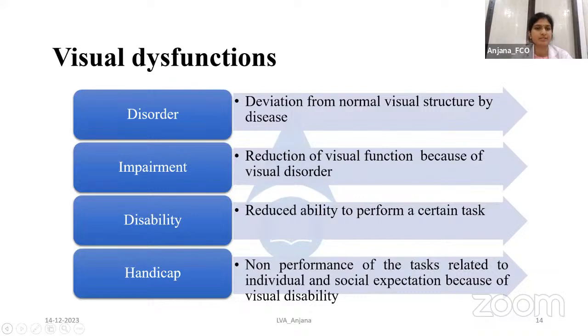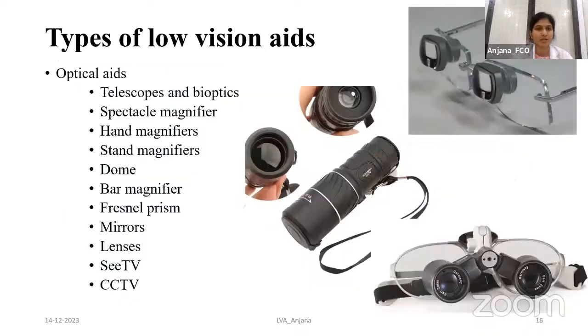Then visual dysfunctions. Visual disorder is deviation from normal visual structure by disease. Visual impairment is reduction of visual function because of visual disorder. Next, visual disability is reduced ability to perform a certain task. Next one is visual handicap, non-performance of the task related to individual and social expectation because of visual disability.